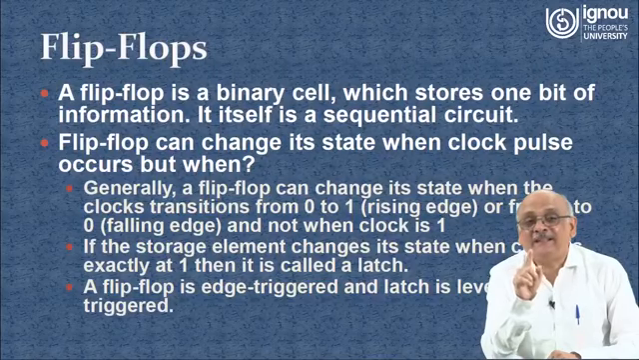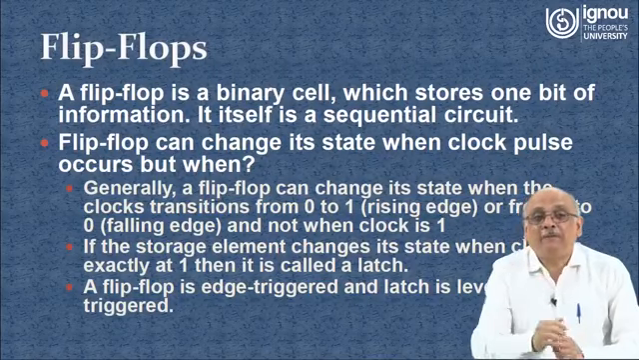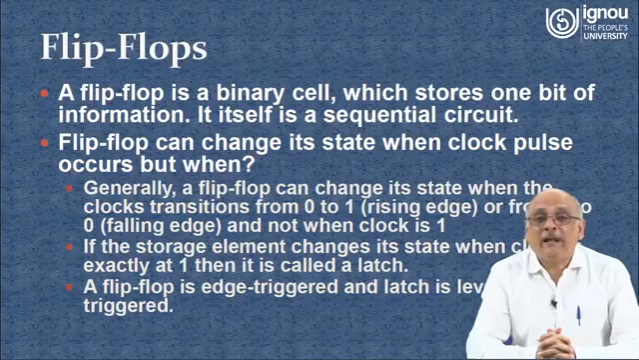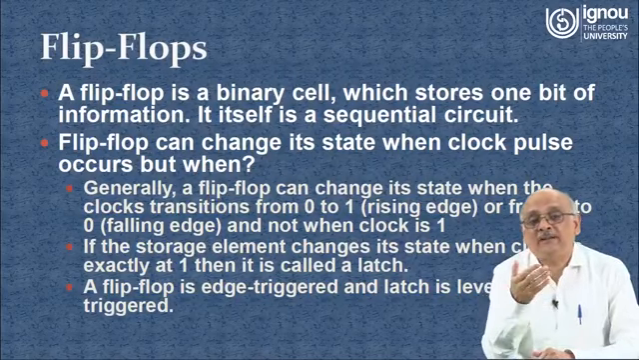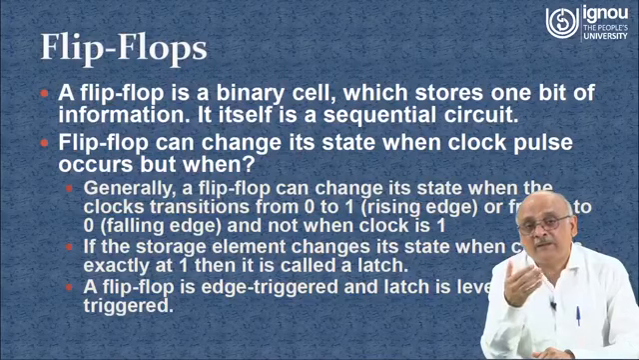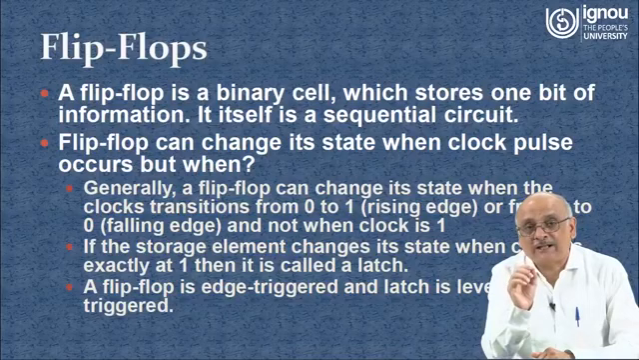It itself is a sequential circuit. A flip-flop can change its state when a clock pulse occurs. Generally, a flip-flop can change its state when the clock transitions from 0 to 1, which is called the rising edge, or from 1 to 0, the falling edge. However, these are normally built with the help of more transistors, so we are not going to discuss this complex behavior.